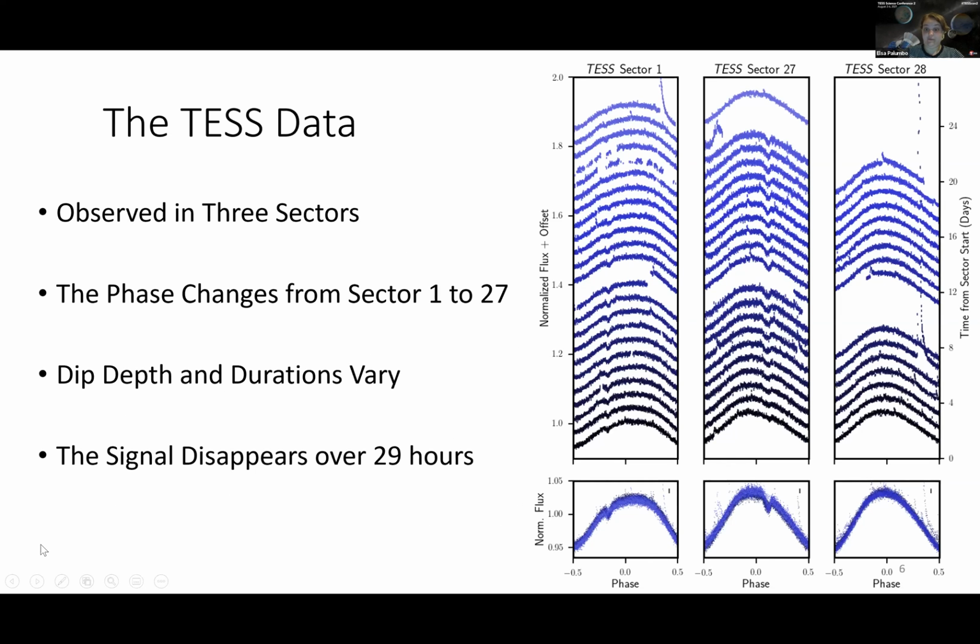So on TIC 234, we have three sectors of 2-minute cadence TESS data. And this allows us to see a number of interesting but rather puzzling characteristics. First off, in the year between TESS sector 1 and TESS sector 27, we see a phase change, even though the dip appears to be co-rotating. Also, throughout sectors 1 and 27, we see gradual changes in the duration and depth of the transit. And as I mentioned before, the dip disappears from near maximum size to nothing in just over a day, and that is absent for all of TESS sector 28.